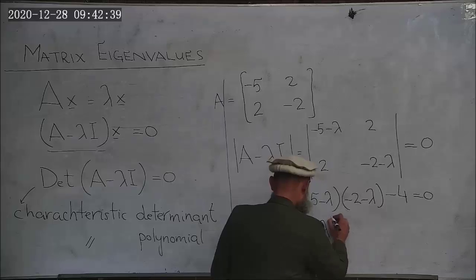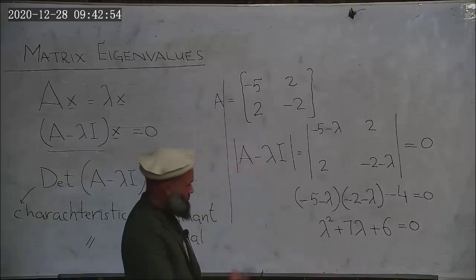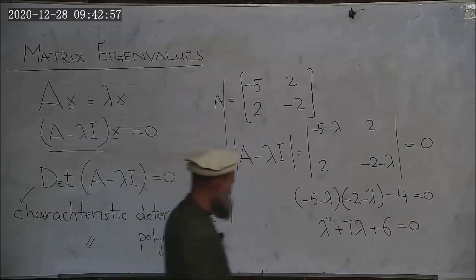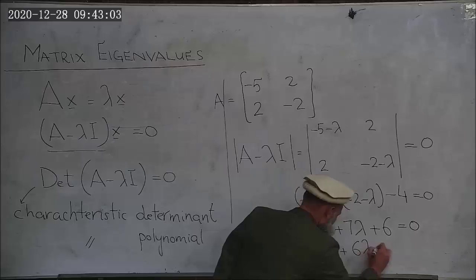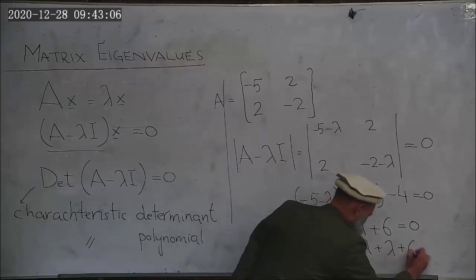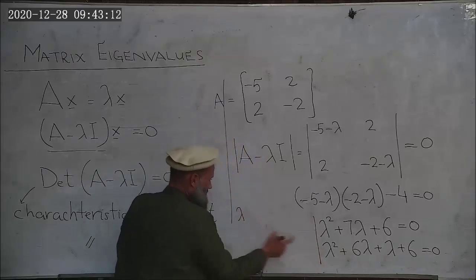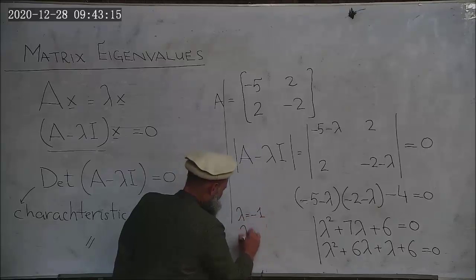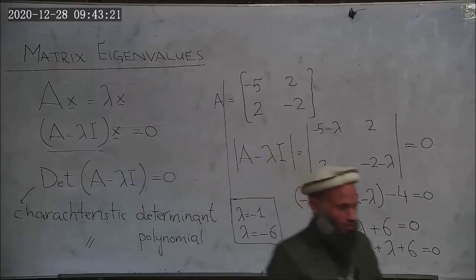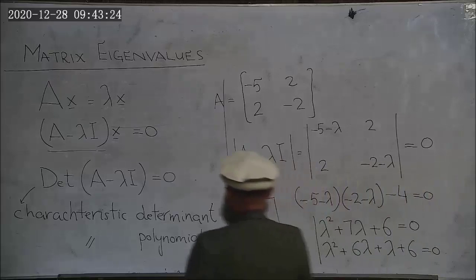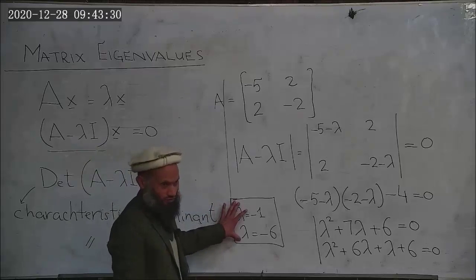You get lambda square, and then you want to find lambda, so you know how to solve this equation. We can solve it in different ways. For example, we can split this term. So we have lambda equal to -1 and lambda equal to -6. These are the two values of lambda for which this determinant will be equal to 0, and these are the two eigenvalues for this matrix.